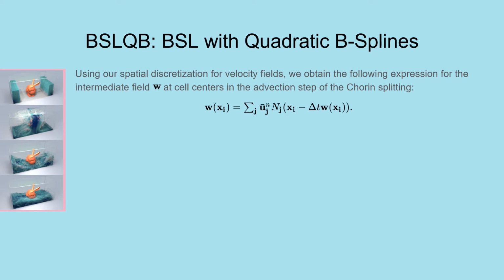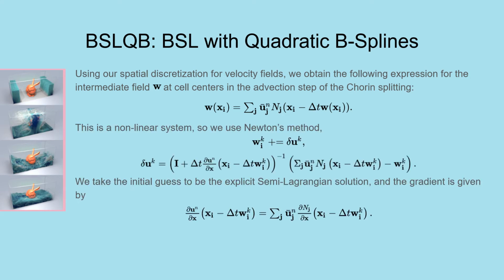Returning to our backward Semi-Lagrangian equation for the intermediate velocity field W, we replace the time Tn velocity term with our discretized velocity field to obtain this equation for W evaluated at velocity nodes xi. This is a nonlinear system, so we use Newton's method, where the initial guess is the Semi-Lagrangian solution. The velocity gradient used in the Newton system is given by the expression at the bottom.